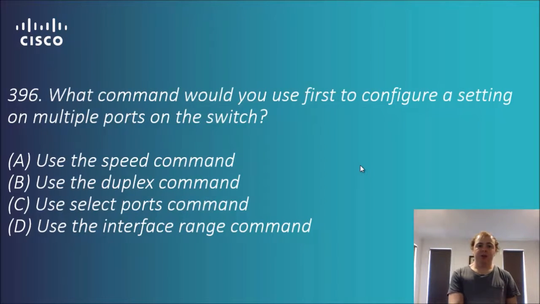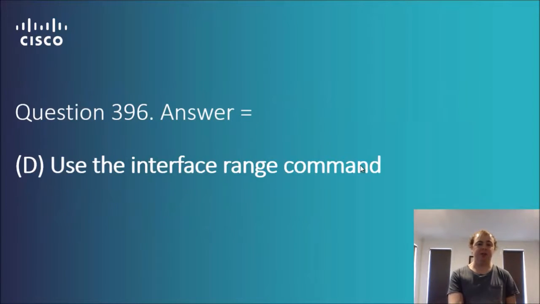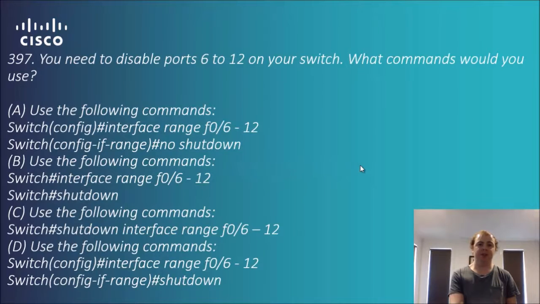396, what command would you use to configure a setting on multiple ports on the switch? So we've got use the speed command, use the duplex command, use select ports command, use the interface range command. Have a look at the other questions we've just been through. That quite simply points to D. Use the interface range command if you want more than one. That's what you're going to do. Final question of the day.